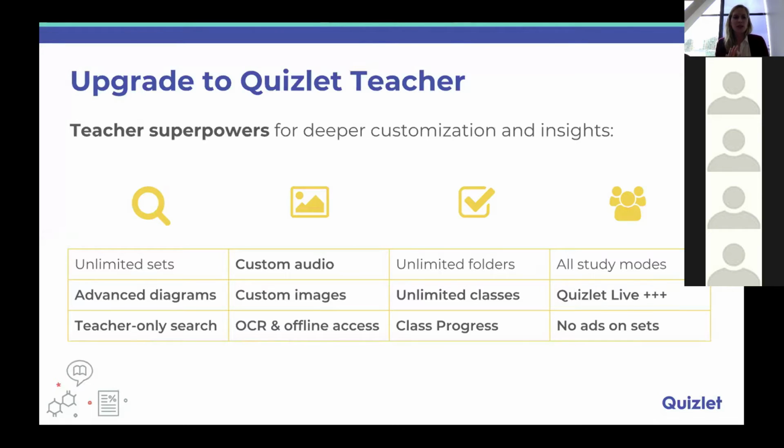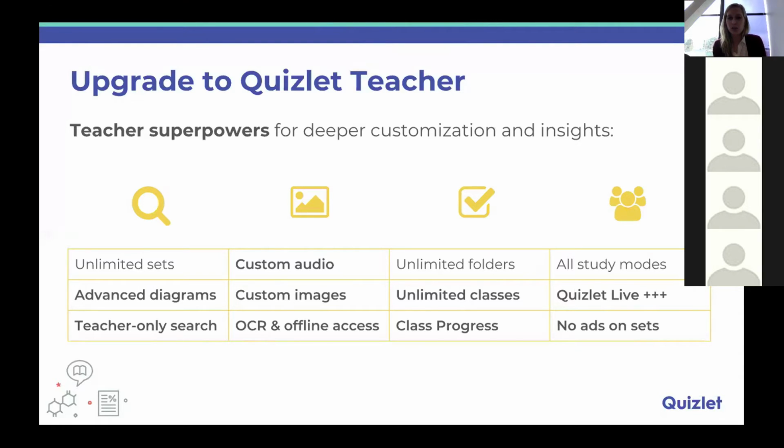OCR and offline access, I just want to mention this quickly. We do have a Quizlet mobile app, and one of the features for upgraded users on the app is that you can actually access everything while you're offline. So I know as a teacher, this can be convenient if you're creating content. OCR is actually something where you can take a picture of something and then pull the text on the image into a set. So it's another easy import option if you're using the mobile app.